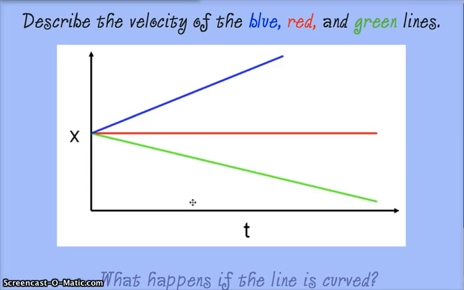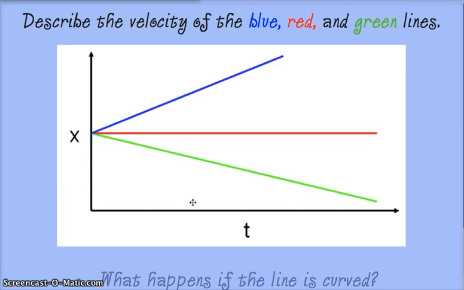The blue line here, you can tell, is a linear line. That means it has a constant slope, which tells us our velocity is constant. The slope of this line is positive, and therefore whatever object created this blue line had a constant positive velocity, which means it was moving in a positive direction.